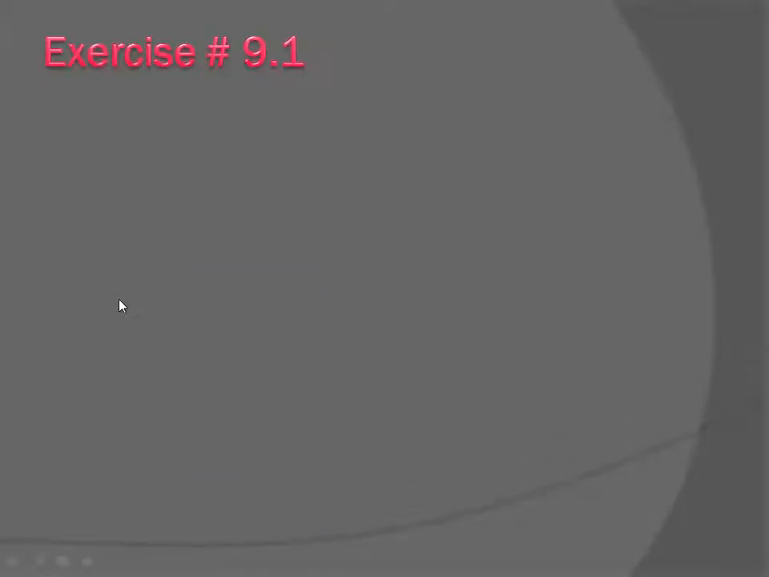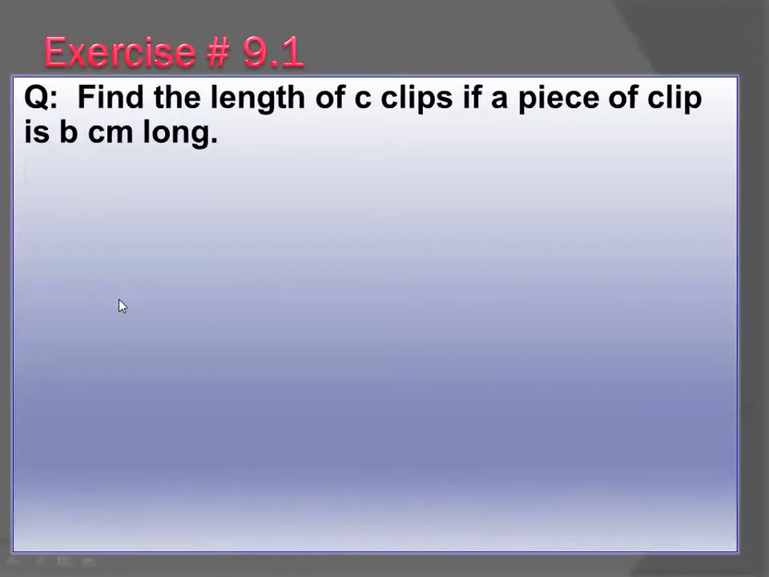Here you have again exercise number 9.1. Find the length of C clips. What do you have to find out? You have to find out the length of C clips if a piece of clip is B centimeters long. Here you have to find the length, but the length of how many clips? C clips, and one piece of clip is B centimeters long. Can anyone tell me what type of operation we are going to perform here?